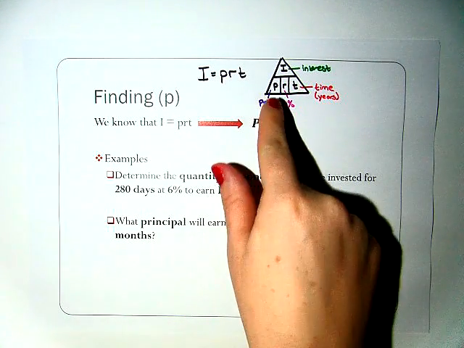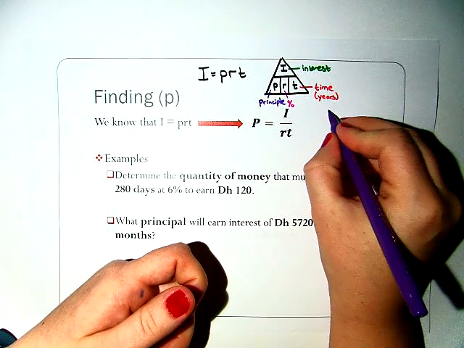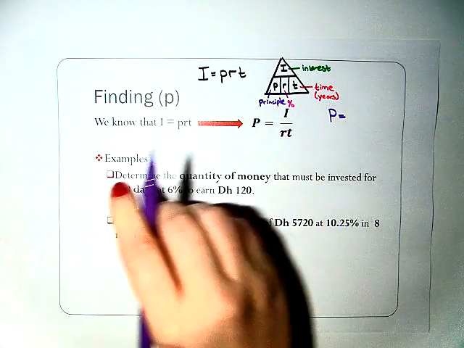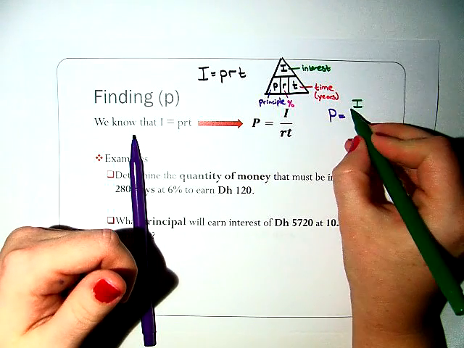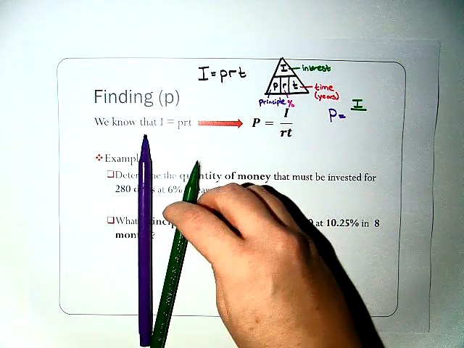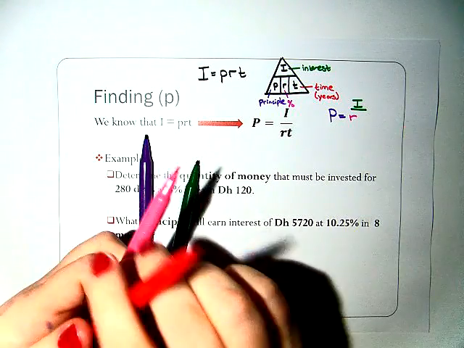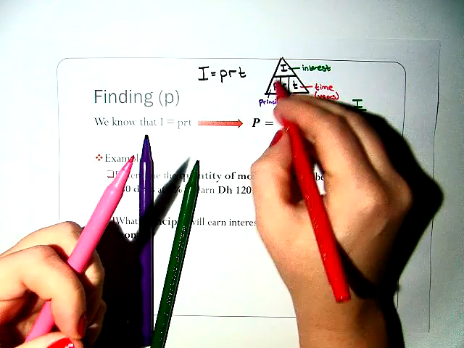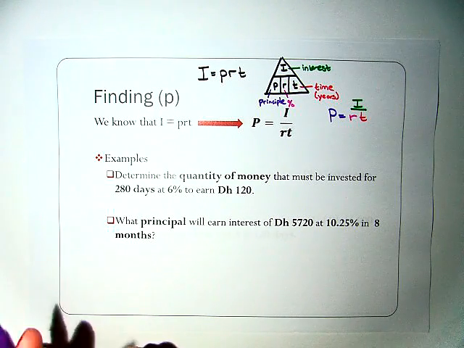So when we change this and solve for P, we see that P equals I over the rate multiplied by the time. We see it from the triangle. So let's go ahead and start on this.